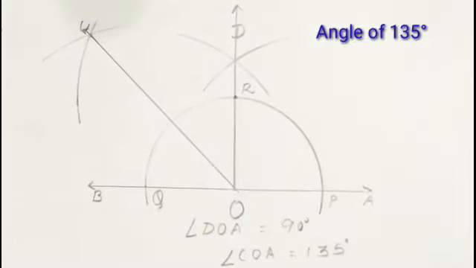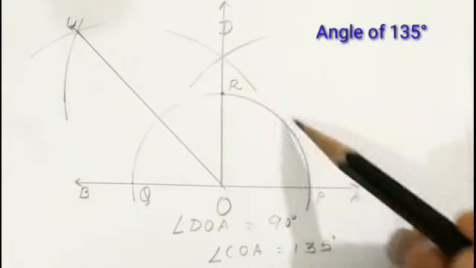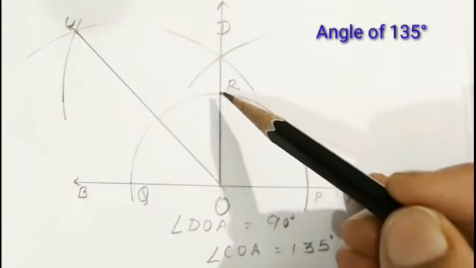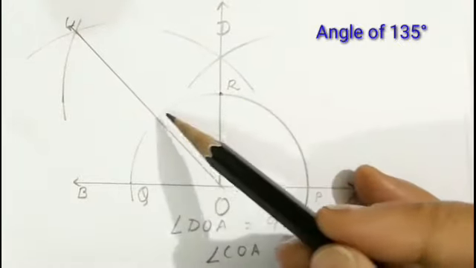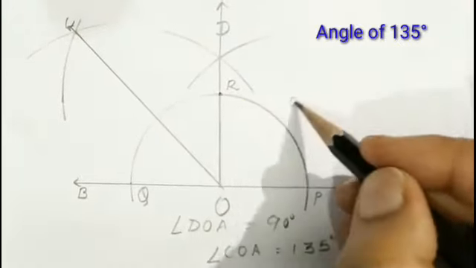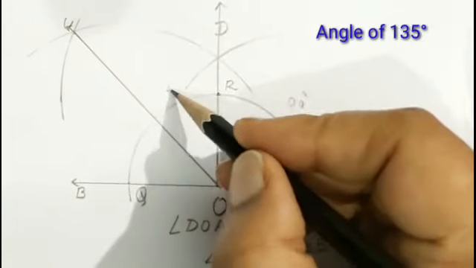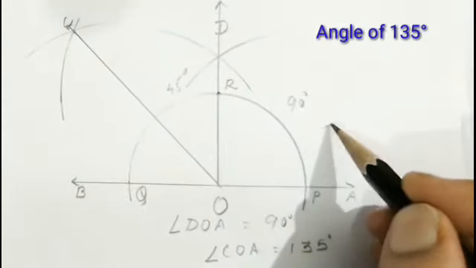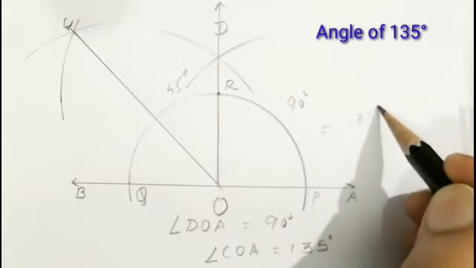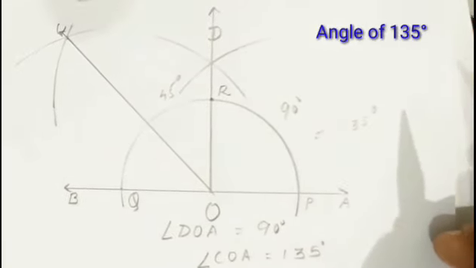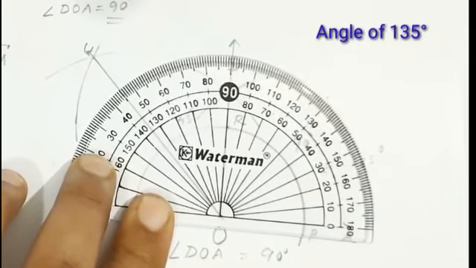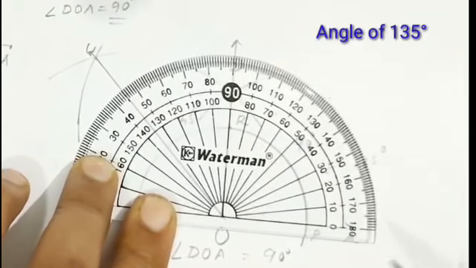How? Just look at this, children. This angle is 90 degrees and this is half of 90 degrees, meaning 45 degrees. So 90 degrees plus 45 degrees, when you sum it up, becomes equal to 135 degrees. Let's verify using the protractor. Exactly equals 135 degrees.